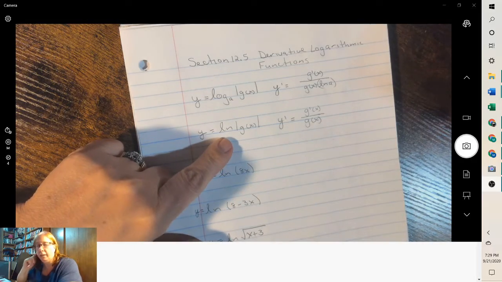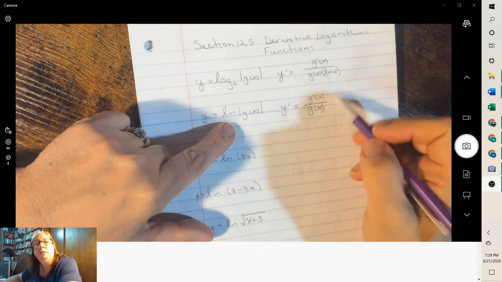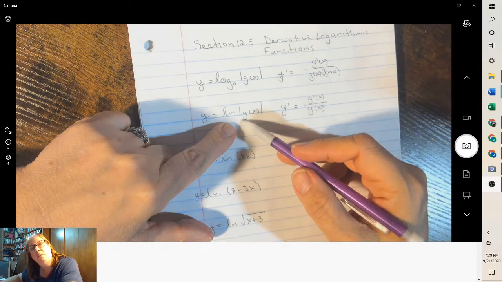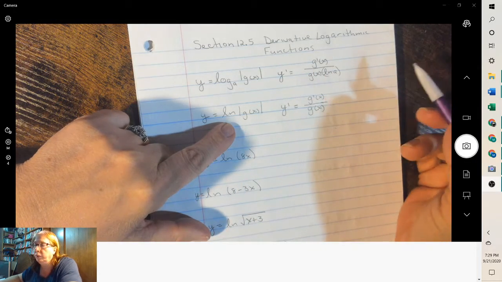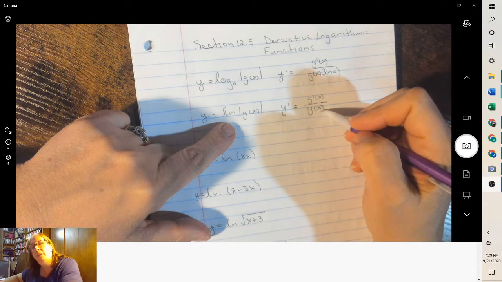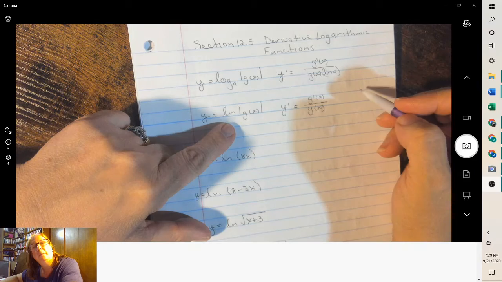For the natural log, you just don't have the natural log of a, because the natural log is an exponential function, and we know that the natural log of e is 1. So it's just the function in the denominator and the derivative on the top.